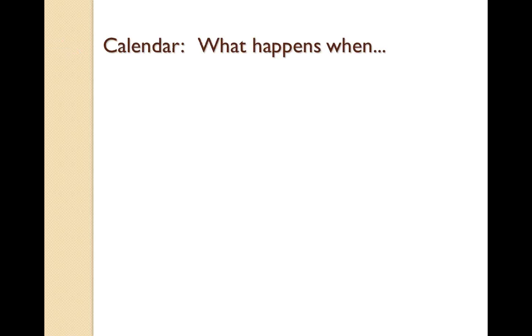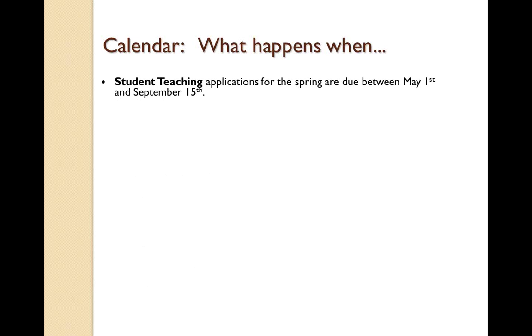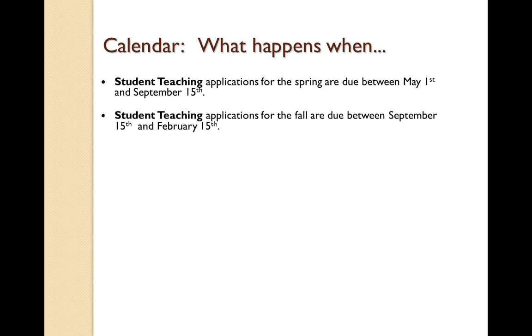All right, now we'd like to talk for a few minutes about the calendar, what happens and when. The student teaching applications for the spring are due between May 1st and September 15th. Student teaching applications for the fall are due between September 15th and February 15th. You will receive a checklist for what is missing from your application. And it's important to add here that the dates are absolutely firm.